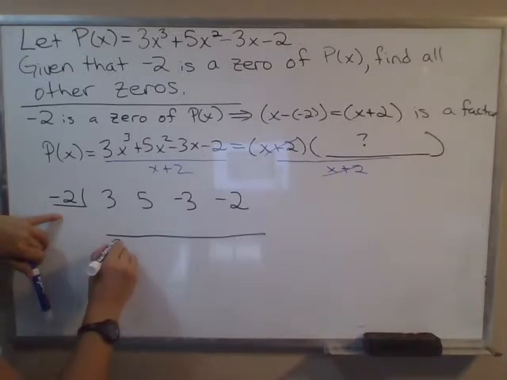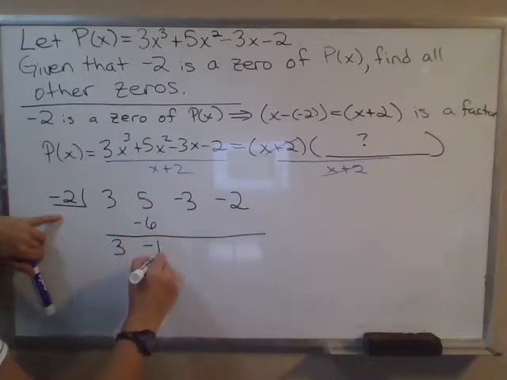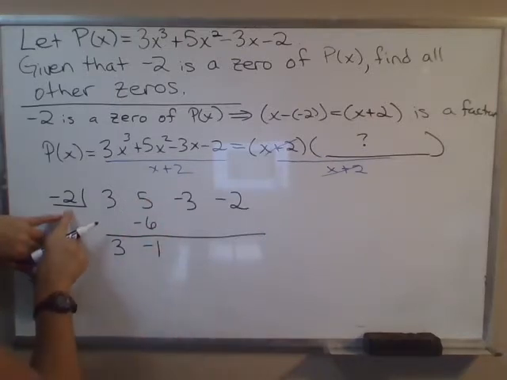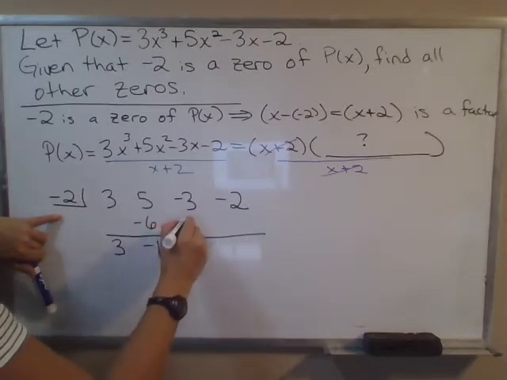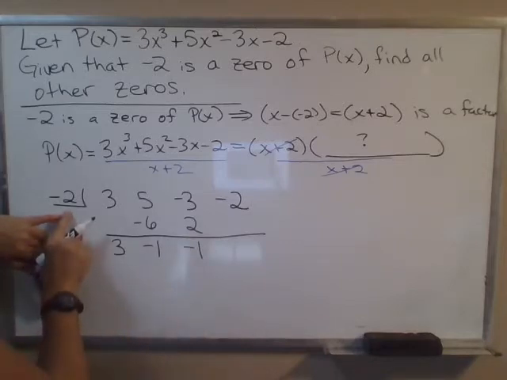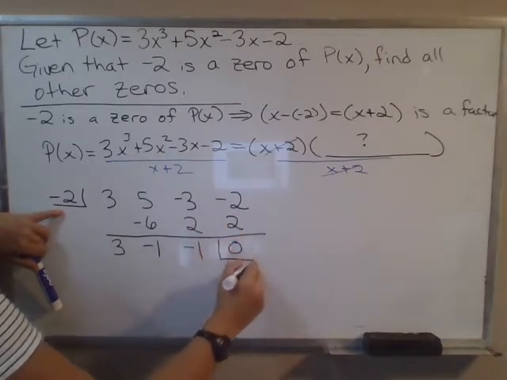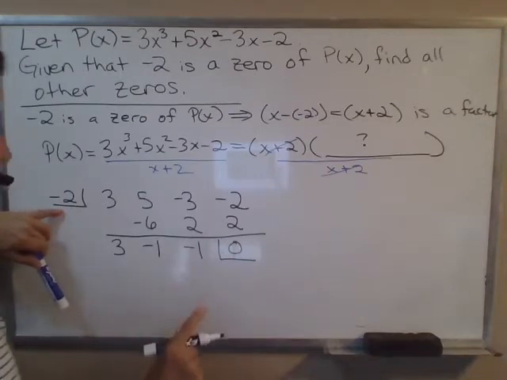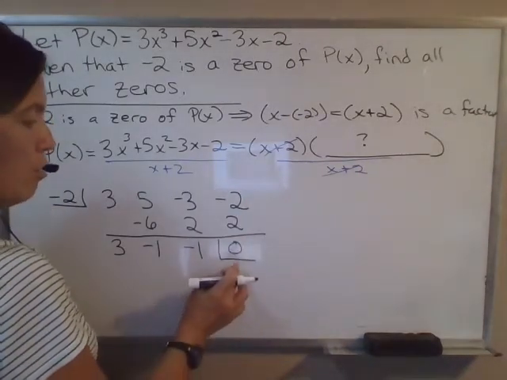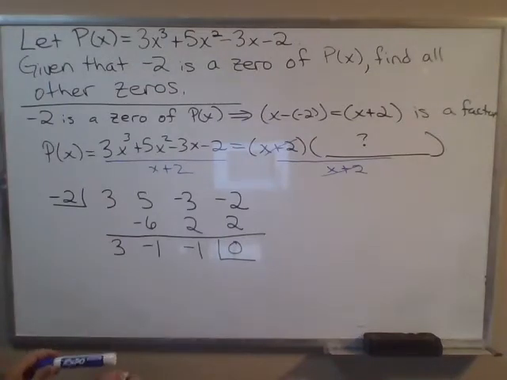The 3 comes straight down, and then we do negative 2 times 3, so that's negative 6, and add these terms. So that's negative 1. Now repeat that process. So negative 2 times negative 1, that's positive 2, add these terms. So that's negative 1. Again, repeat that process. So negative 2 times negative 1 is positive 2, and our remainder is 0, which is what needed to happen. If x plus 2 really is a factor, then the remainder when we divide by x plus 2 should be 0. So that's good to see.